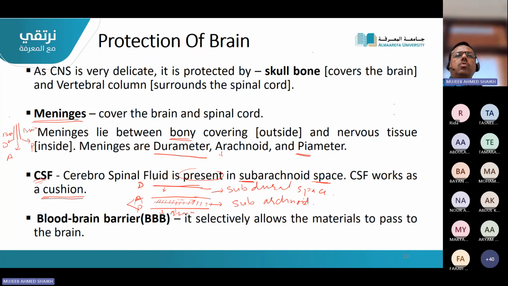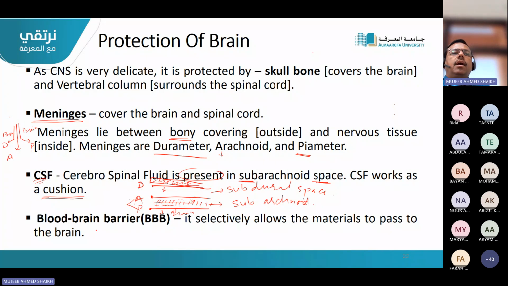Outside is bone. First is bone here. Then there are 3 tough coverings. One is dura, second is arachnoid, and third is pia mater. In between the arachnoid and pia mater, there is one more protective layer, which is of fluid, called cerebrospinal fluid. So this is how the brain is protected physically.